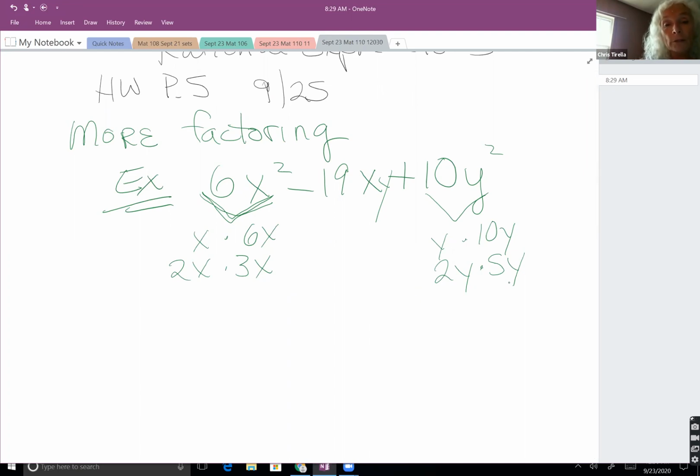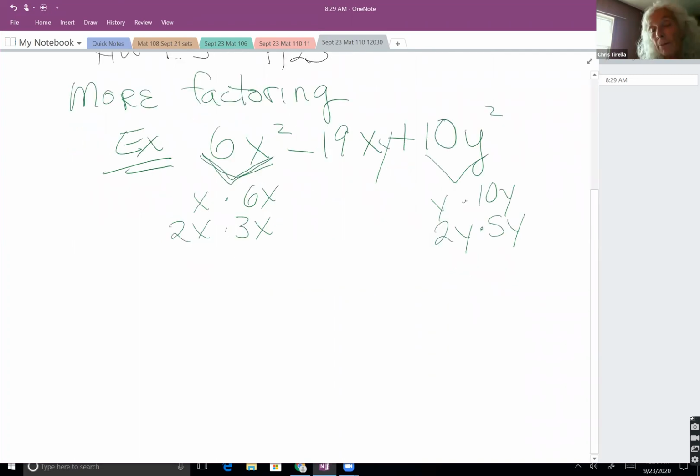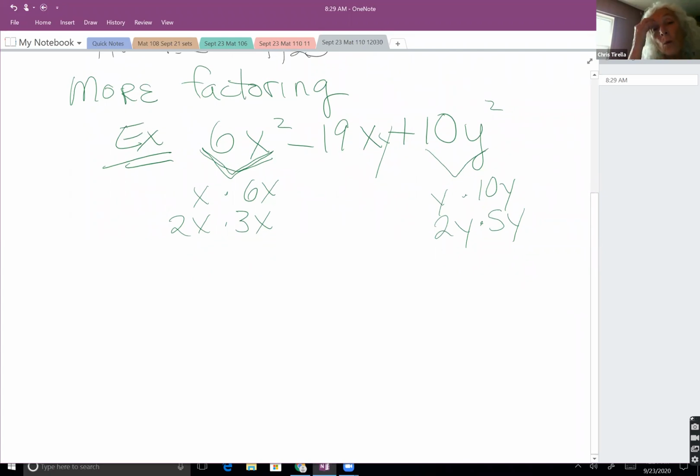I look at the factors of the first. I look at the factors of the last. With me so far? Now, what makes some people confused is if you look at it right away, that middle has xy, and you wonder, how can I get the xy? Well, let's think about this.